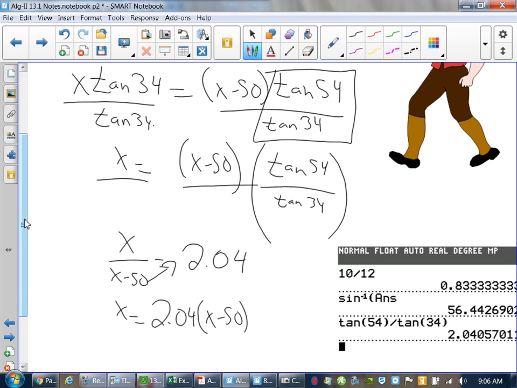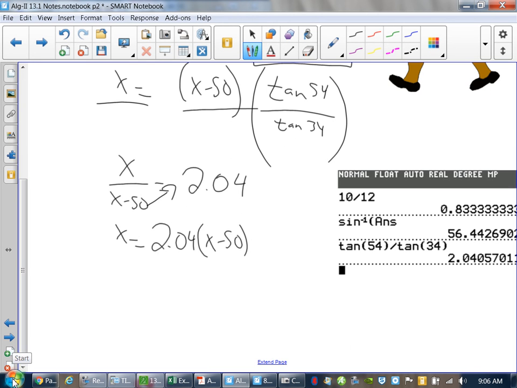So now all I have to do is distribute. So I'm going to have x equals 2.04x minus 102. Just 102? Oh, okay, cool. So now it's a two-step equation. Subtract 1x, add 102.